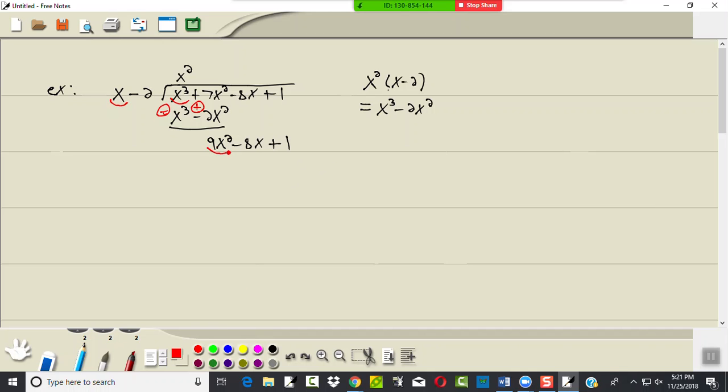Then we look at the first term of each side, what goes up on top. We ask ourselves what times x gives us 9x squared, and that's 9x. Now again, whatever we put up on top, we're going to multiply by what's out in front. So I'll take 9x times x minus 2. 9x times x is 9x squared. 9x times negative 2 is negative 18x.